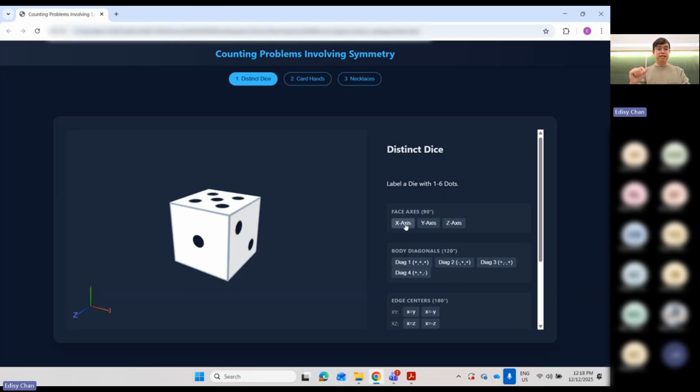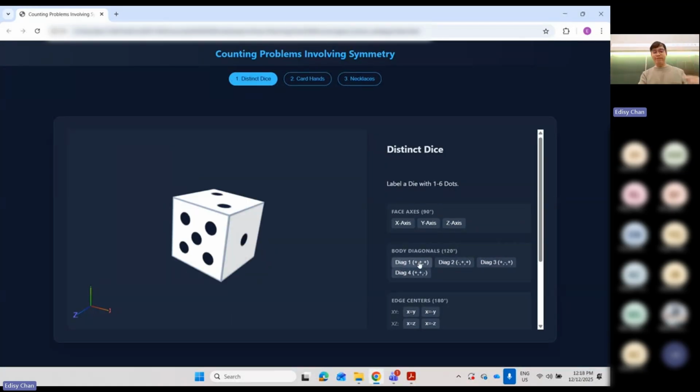And then for the x-axis, we do it 1, 2, 3, 4, and get back, right? Yeah. So except for the identity rotation, for the x-axis, we have 3 different rotations, right? For the y, we also have 3. For the z, we also have 3. All right.